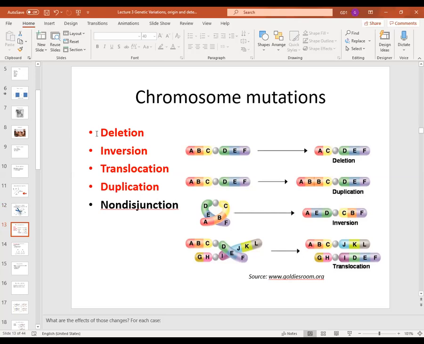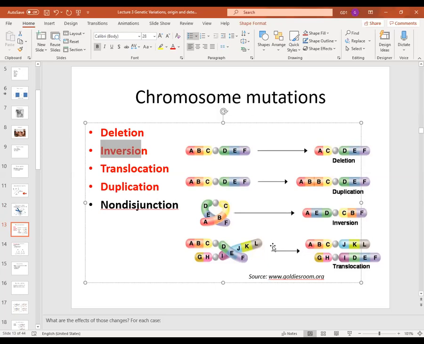So there is a lot of information. We have chromosome deletion, segment deletion. Here we lost segment B. Then inversion, the reverse case, and translocation.